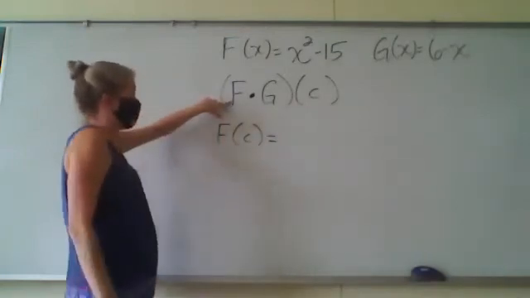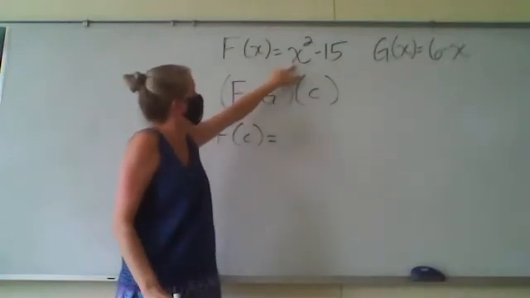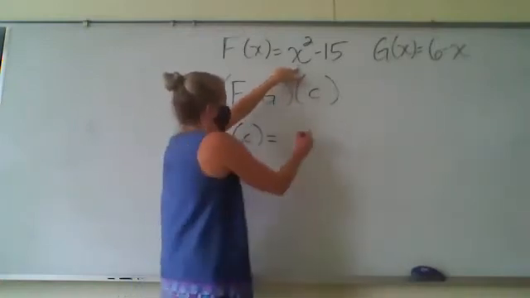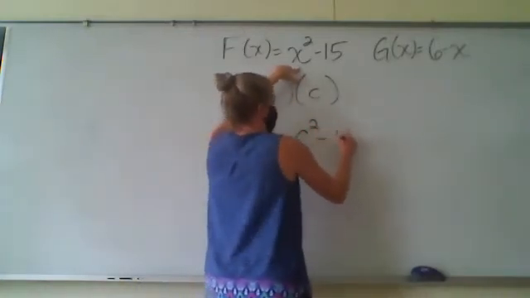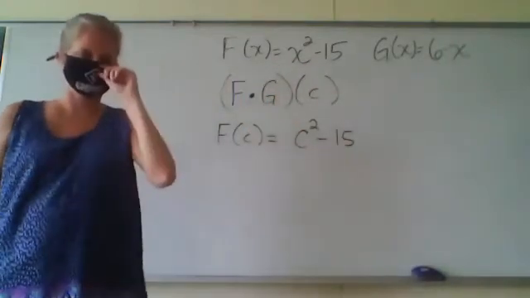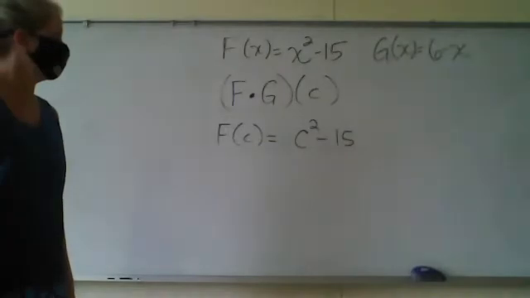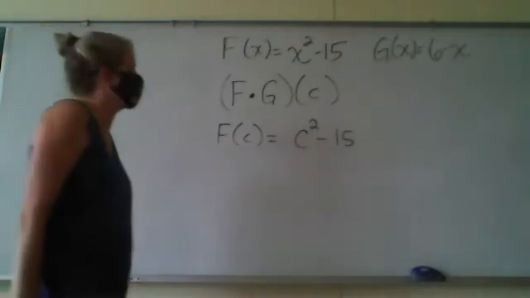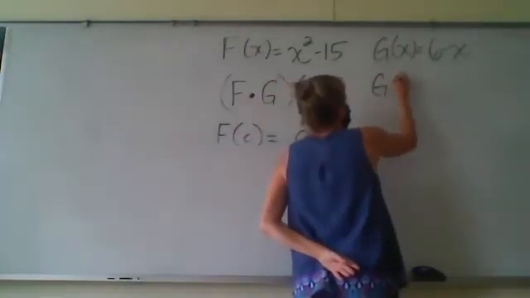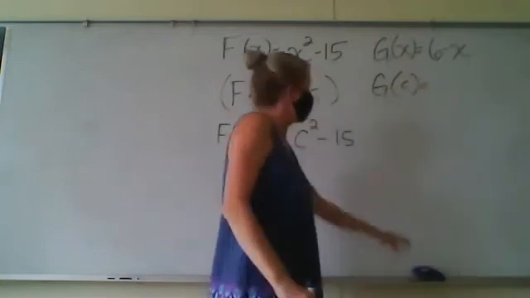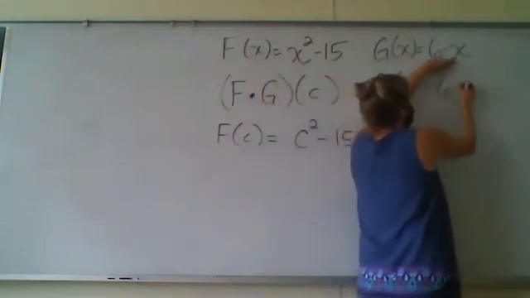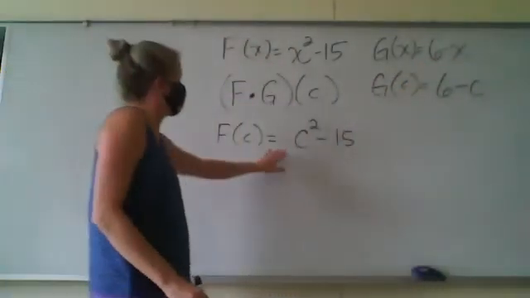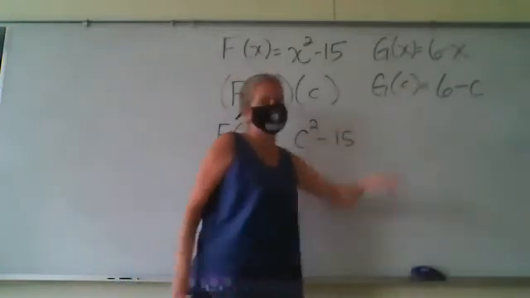first, which just means go to your f function, this one right here, and replace that x with a c. So if I do that, I'll have c squared minus 15. Now, go to your g function and replace its x with a c. So I'm going to find g of c, which means replace this x with a c, which will just be 6 minus c. So my two solutions are c squared minus 15 and 6 minus c.